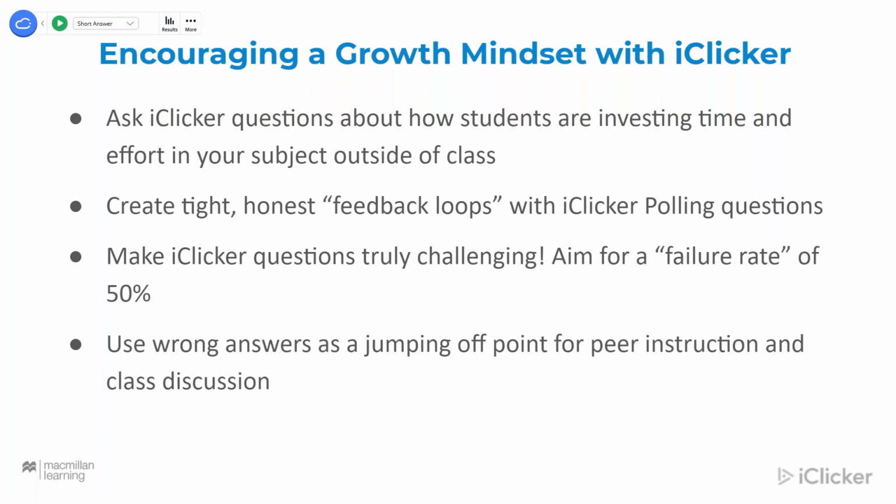You should also use wrong answers as a jumping off point for things like peer instruction and class discussion. One of the things that's really great is that the iClicker instructor app gives you a lot of ability to preview how your students are interacting with your iClicker polling questions. It makes it so that you can pick out comments, say in a short answer response, that are a jumping off point for class discussion.